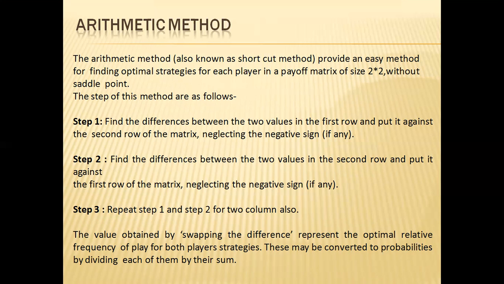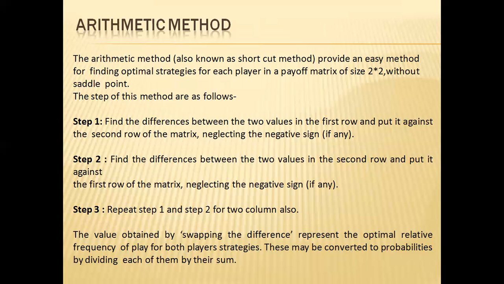the arithmetic method is also known as the cut method, which makes it very easy to find the optimal strategies for each and every player in a payoff matrix of size 2 by 2, and that too without saddle points. Without a saddle point, we have a clear vision in solving this payoff matrix, since a tie between player 1 and player 2 leads to a saddle point, nothing but equating the results on a similar number existing in the rows and the columns. So that leads to a form of saddle point.